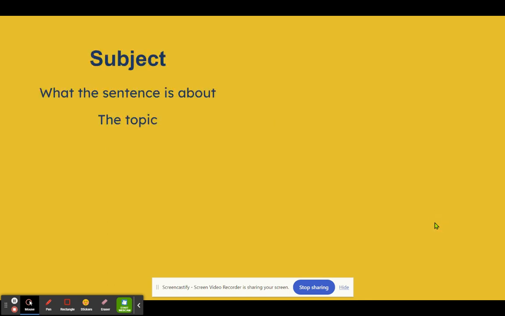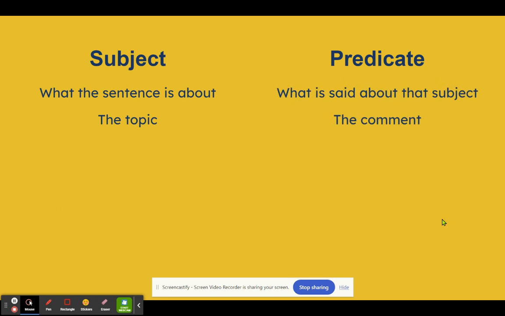Those parts are the subject, and that is what the sentence is about, or the topic. And the other part is the predicate, and that is what is said about the subject, or in other words, the comment.